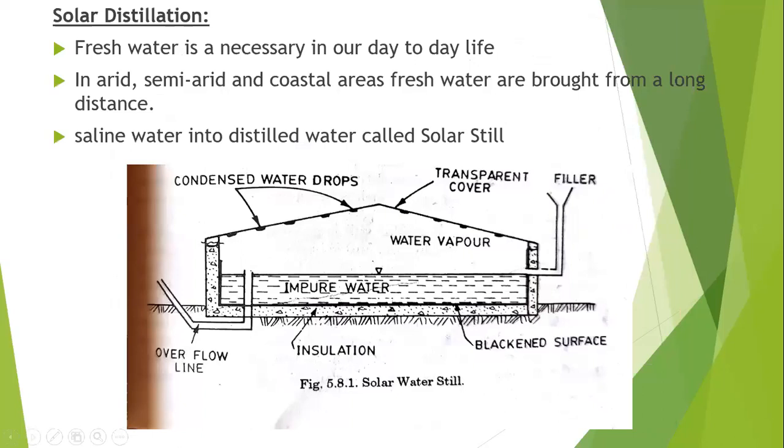Next topic is solar distillation. Fresh water is a necessity to sustain life, and it is also a key to man's prosperity. It decides man's prosperity also.